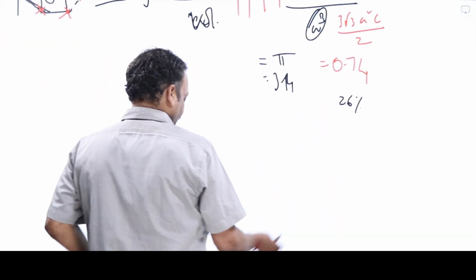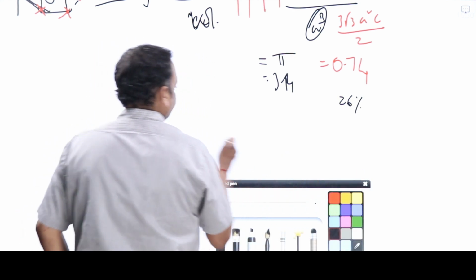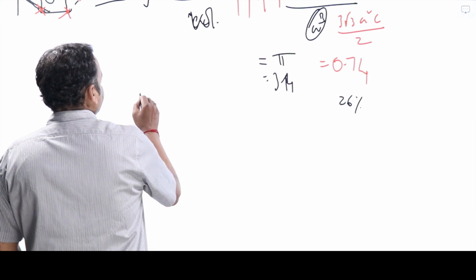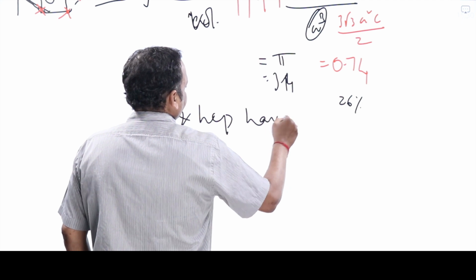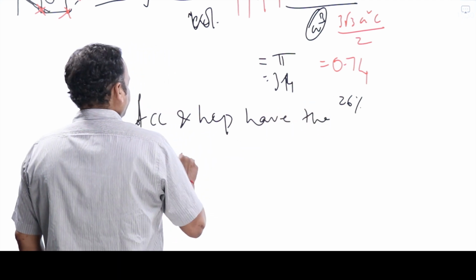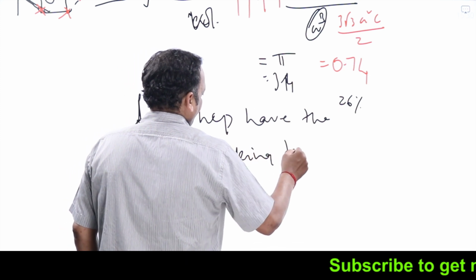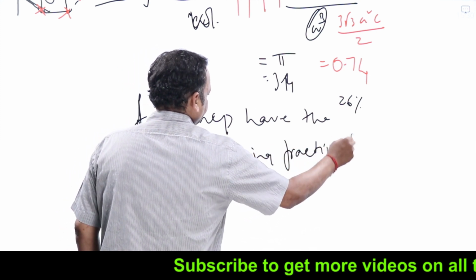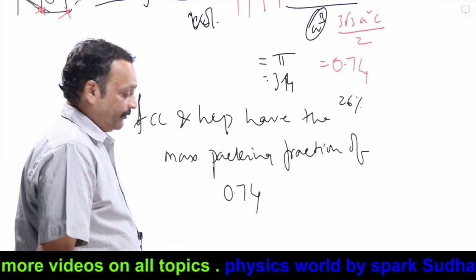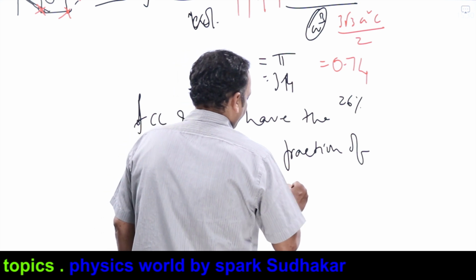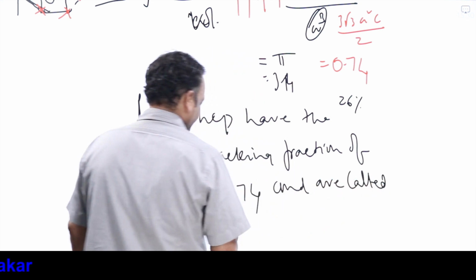Hexagonal close packed. So here we can give you the conclusion that both FCC and HCP have the maximum packing fraction of 0.74 and are called close packed structures.